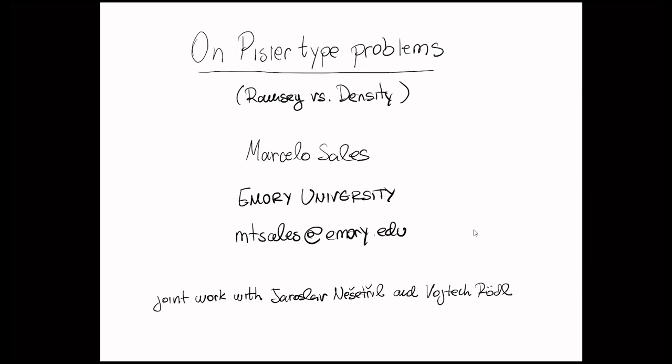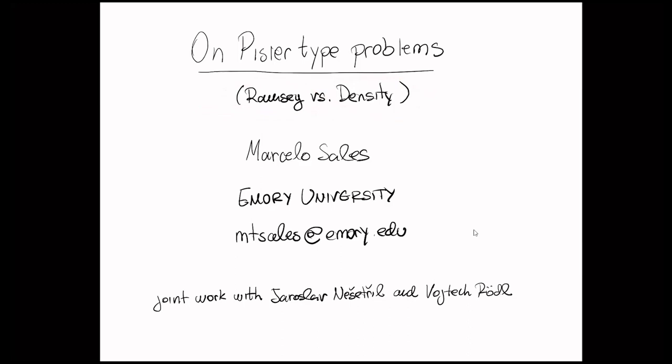So yeah, the title is Pisier type problems, but I kind of don't like the title a little bit because it's kind of enigmatic, right? If you don't know who Pisier is and what type of problem he formulated, maybe it's not so clear what we are talking about. So I created a subtitle: maybe we are talking about Ramsey statements against density statements, right? Let me make it a little bit more clear.